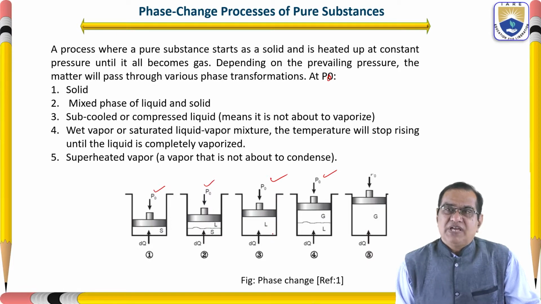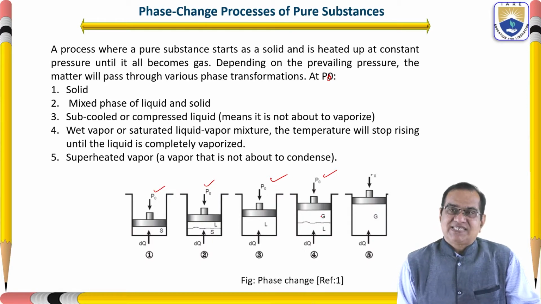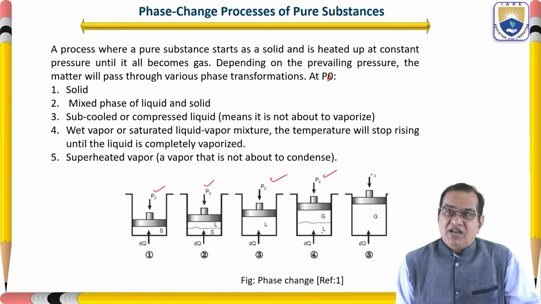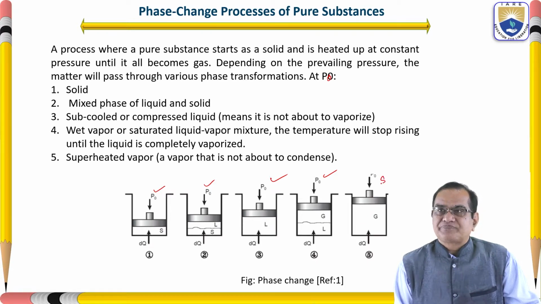Further, if you give heat, some part of this liquid will change to gas, and if you give some additional heat, when all this liquid is converted to gas, it is the superheated vapor. So this is the superheated vapor.